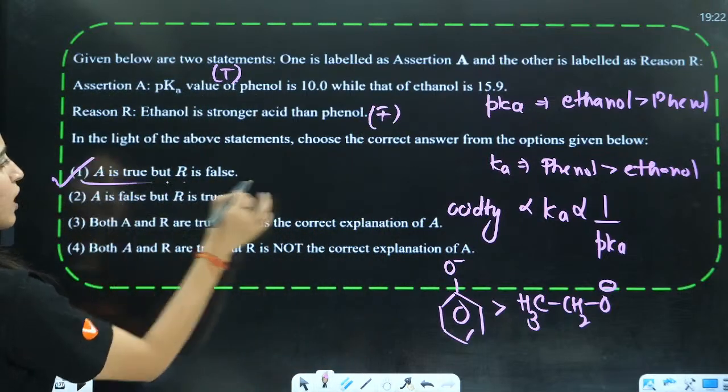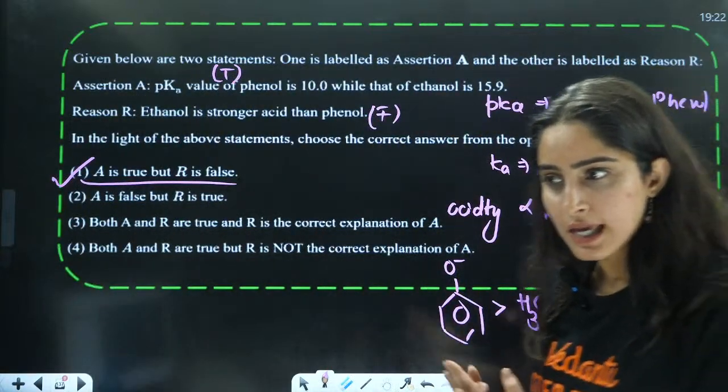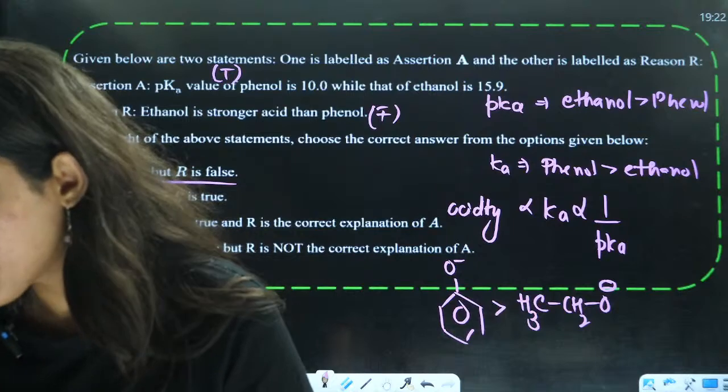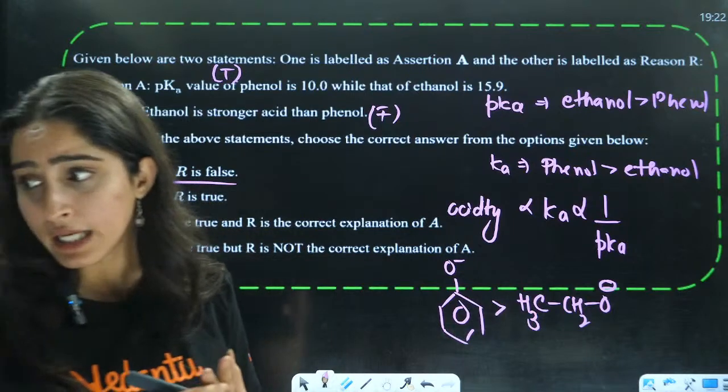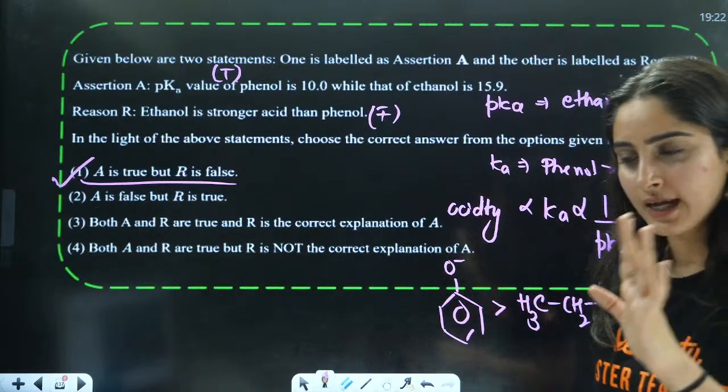So the answer will be A is true and R is false. Yes, students? Okay. Very good. So A is true and R is false here. So the first will be the correct answer.